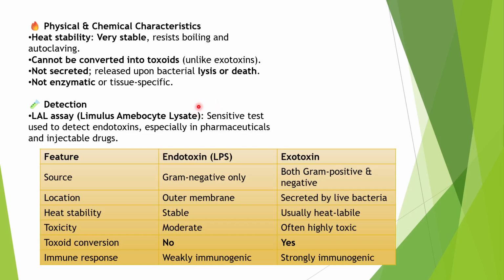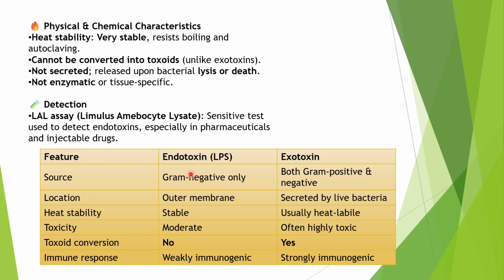So these are some of the characteristics. And how to detect the exposure to endotoxin or the presence of endotoxin is the LAL test, that is Limulus amoebocyte lysate. It is a sensitive test used to detect endotoxins, especially in pharmaceuticals and injectable drugs. So it's highly sensitive, and it helps in detecting the levels of endotoxins.